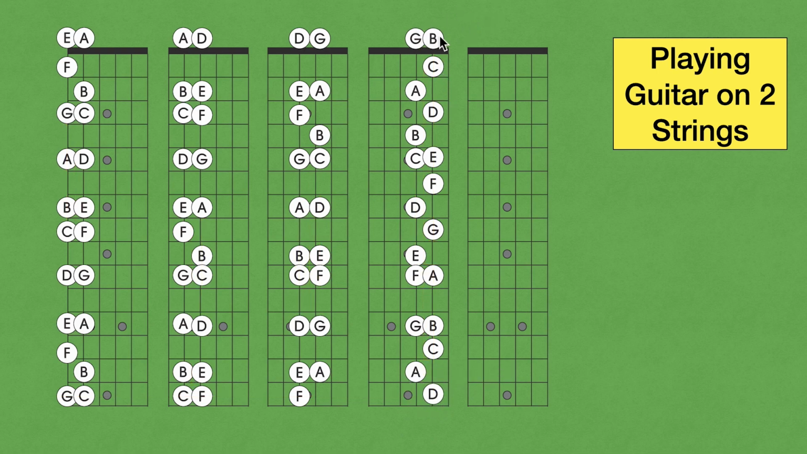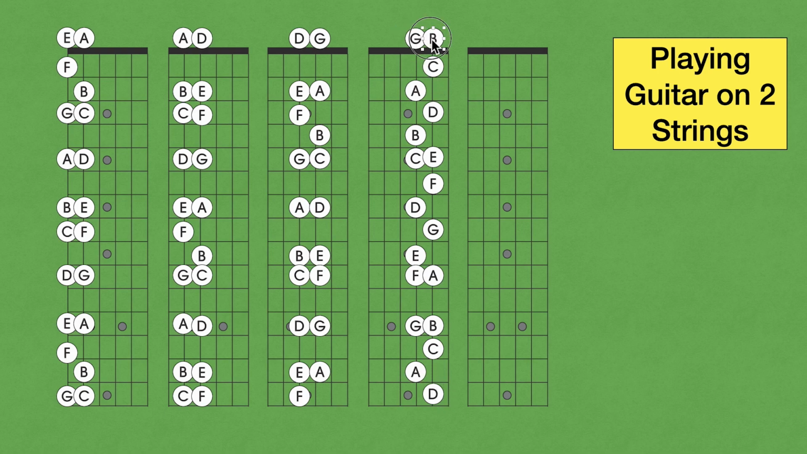G to B is a major third. It's not a perfect fourth. It's one step lower. So the perfect fourth would now be at a diagonal. Everything that was across, A to D, is now a diagonal. B to E is now diagonal. C to F, D to G, E to A, G to C, A to D.